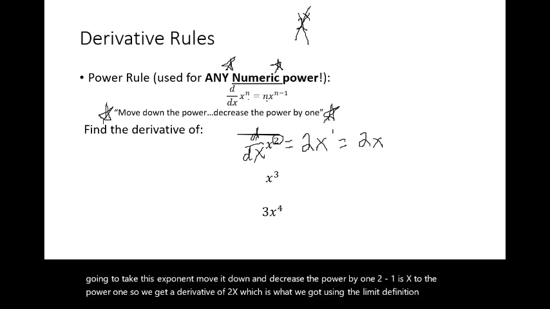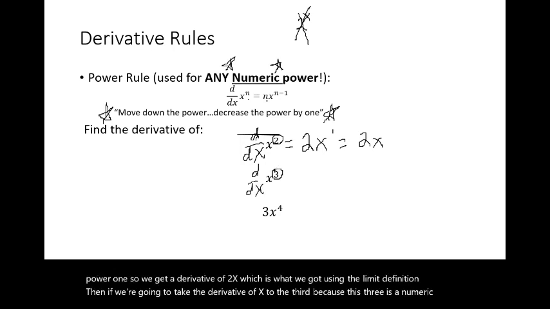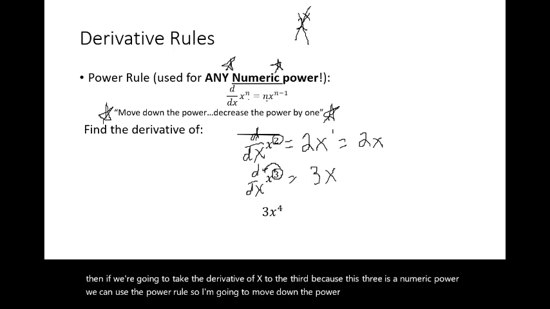Then if we're going to take the derivative of x to the third, because this 3 is a numeric power, we can use the power rule. So I'm going to move down the power, and then I'm going to decrease the power by 1. 3 minus 1 is x to the power 2. So the derivative of x cubed is 3x squared.